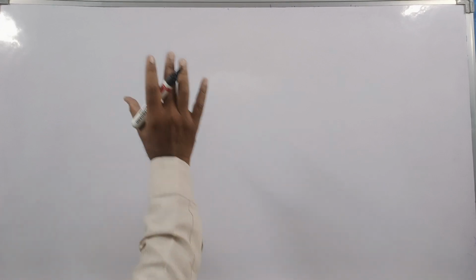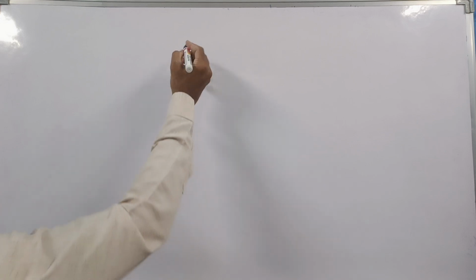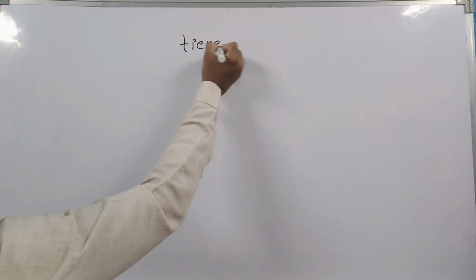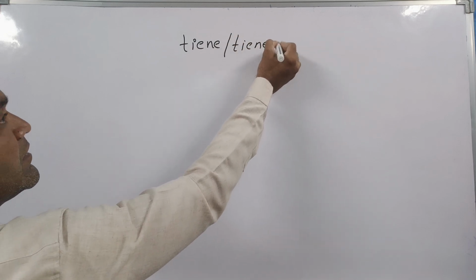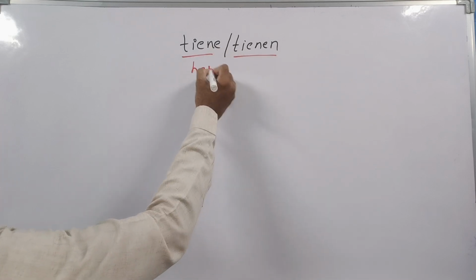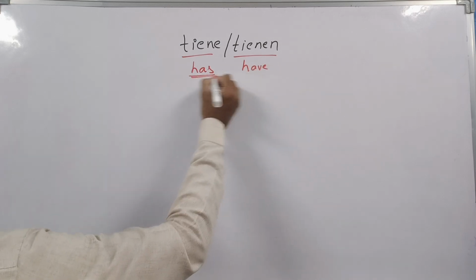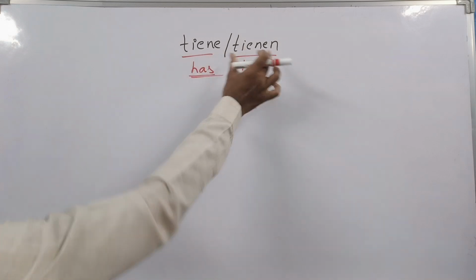Friends, in today's session we will see about two words. The first one is tiene and the second is tienes. The meaning of the first word is "has", and the meaning of the second word is "have". Let us take a few examples to understand these words.